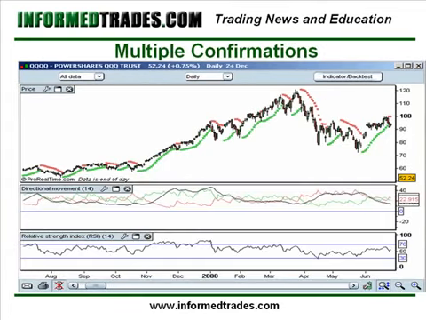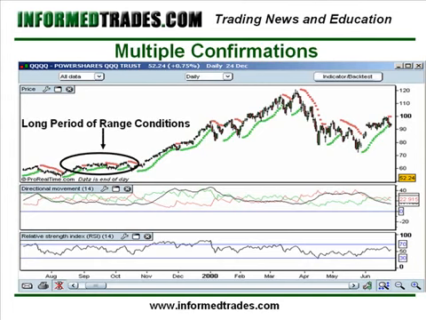So this goes in line with some of the things that we've been talking about in previous lessons, that you want to have multiple confirmations here. We've got the parabolic SAR plotted on price. We've got the ADX below that, which we learned about in the last lesson, and we've got the relative strength index, which we learned about a couple of lessons ago. So let's look at an example here.